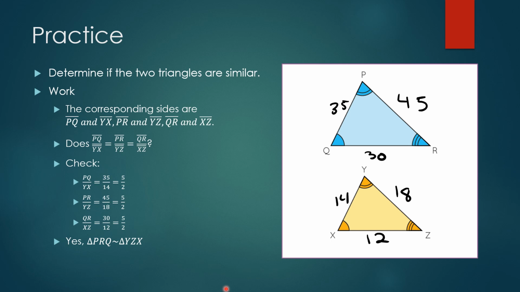Just like in congruent triangles, we have to make sure the corresponding parts match up. So Q and X match up, Z and R match up, and P and Y match up.